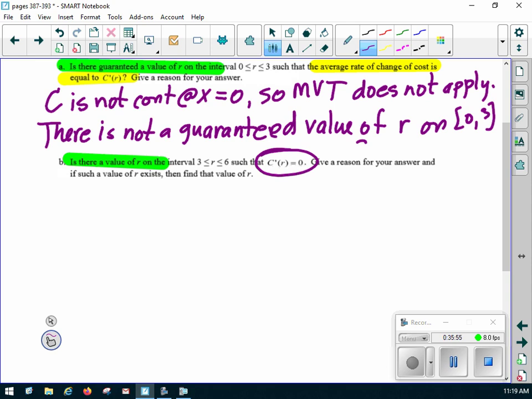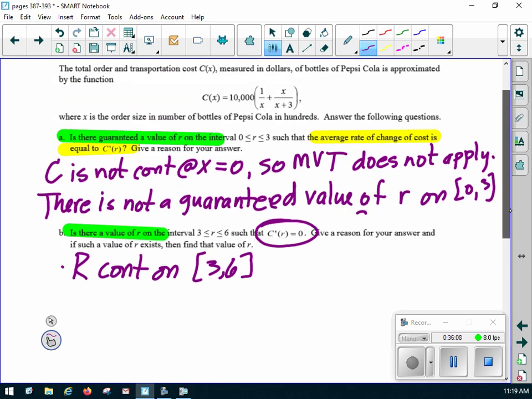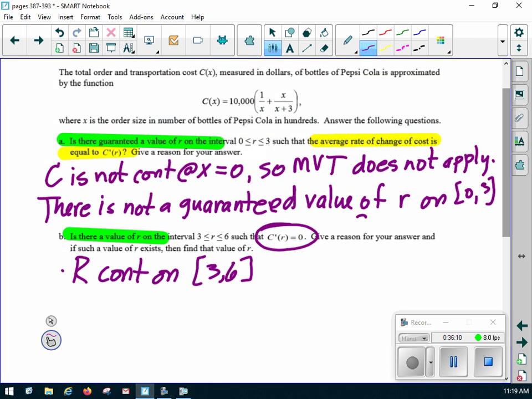Okay, what does Rolle's say? What are your criteria? Is R continuous on the closed interval 3 to 6? Why? Because the only places the thing is discontinuous is at 0 and negative 3. So we know R is continuous on the closed interval 3 to 6. Is the function differentiable?